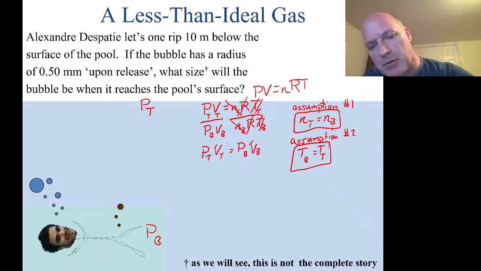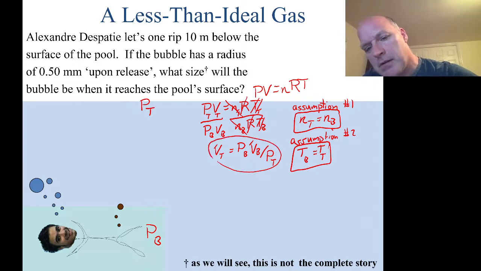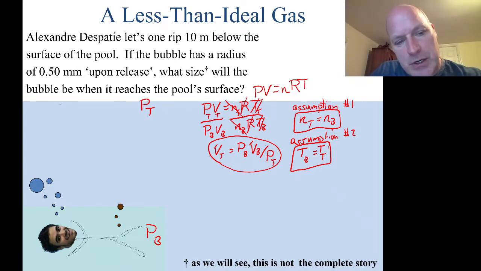You know what I'm going to do? I'm going to erase that, and I'm going to say V top equals P bottom V bottom over P top. So if we knew the pressure at the bottom, the pressure at the top, and the volume at the bottom, we could figure out the volume at the top. Okay, so let's see. What's the pressure at the top?